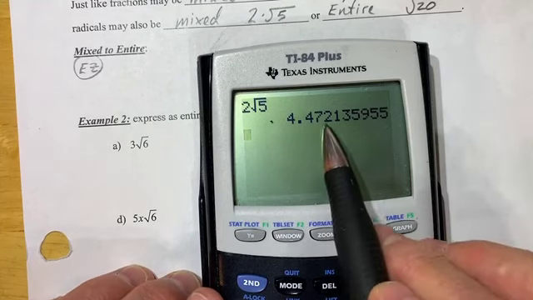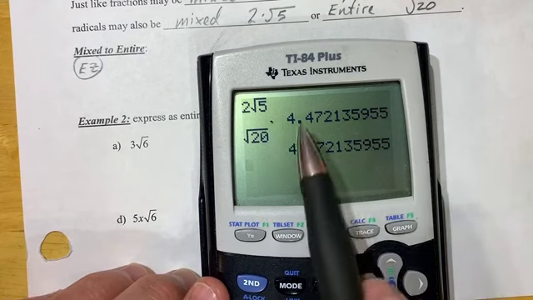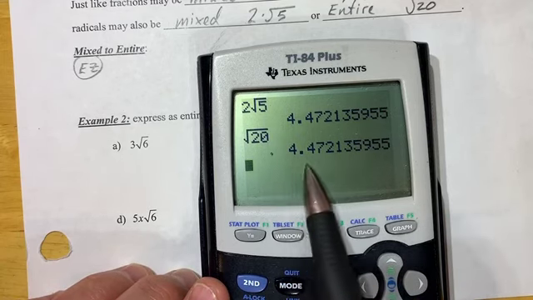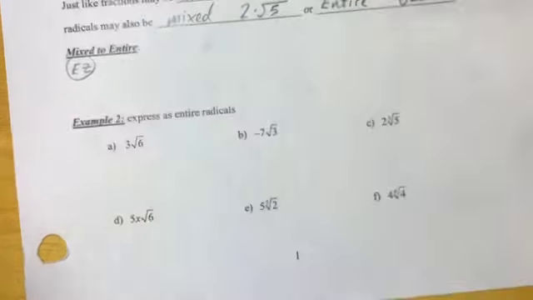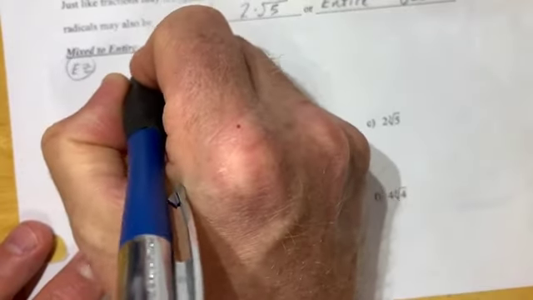That's a decimal, but it goes on forever. What if I do the square root of 20? It's the exact same thing. So this is just 2 different ways of writing the exact same number. So how did I do that? Easy part here. I square the first number. So I square the whole number.